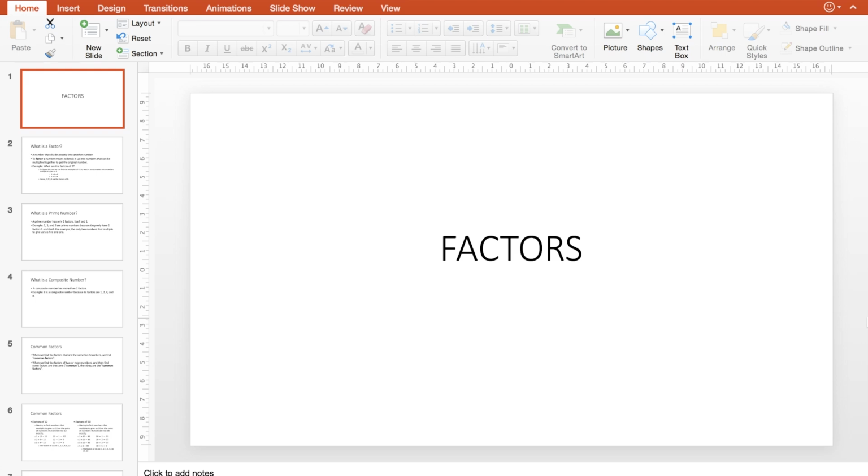Alright, so in this video, I'll be going over factors. First, we'll discuss what factors are, then I'll compare prime and composite numbers, and then talk a little bit about common factors, and lastly, we will go over the greatest common factor, also known as the GCF.